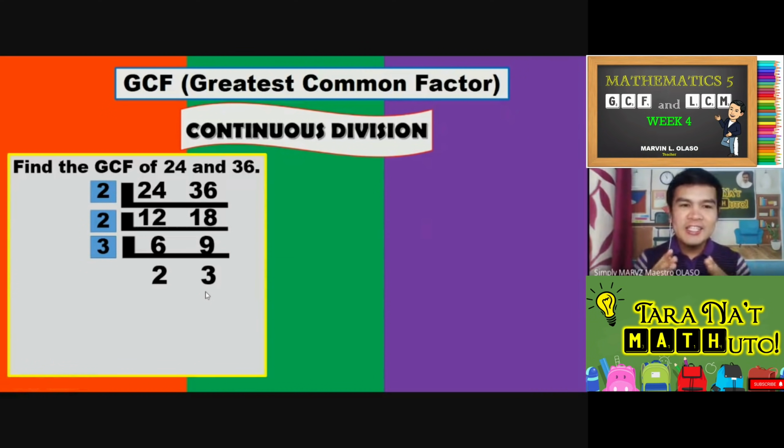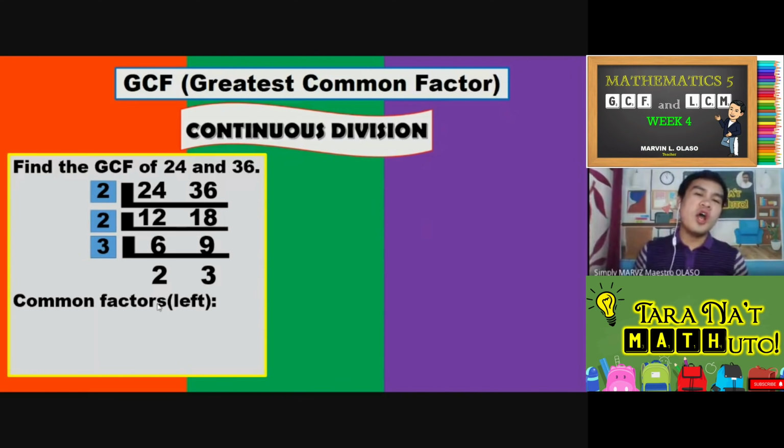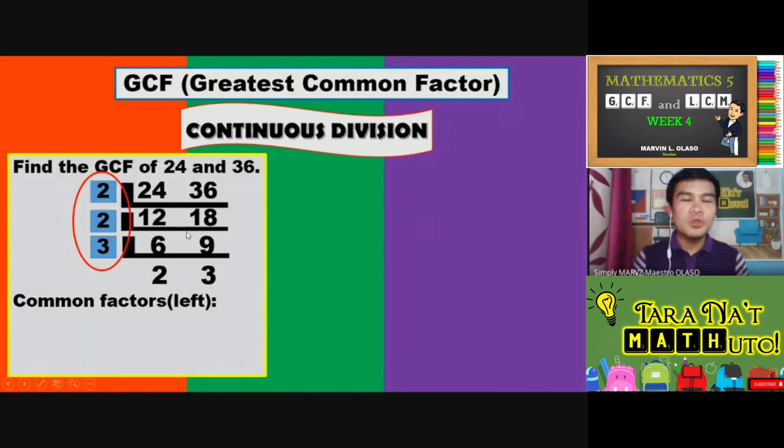So next step, nakuha mo na yung mga common factors nila. You have to jot down all the factors na nasa gilid nila, nasa left. Ano ba yon? You have 2, 2, 3. Ayan. So, yan yung mga common factors. Okay. Now, to get the greatest common factor, we will use multiplication. So, ayan. Kanina nag-divide tayo. So, ngayon mag-multiply tayo. So, i-multiply natin lahat ng common factors.